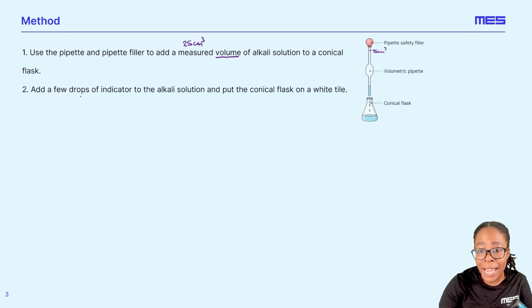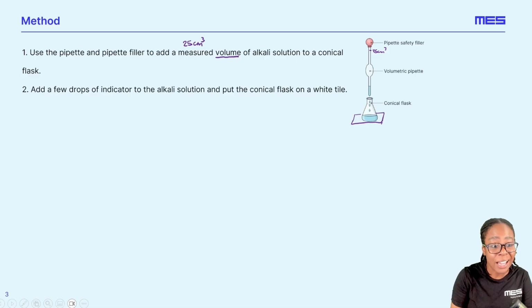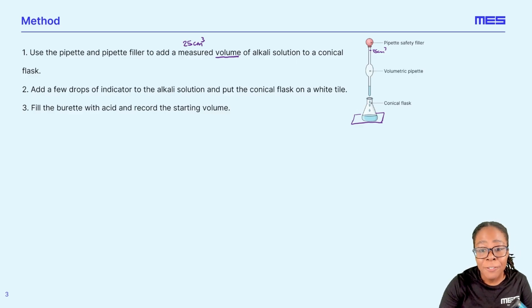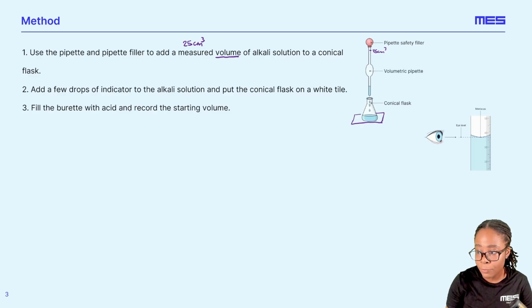Next up, we're going to add a few drops of indicator to that alkali solution and place it on a white tile. And that's going to allow us to see that color change at the endpoint more easily. We can then fill our burette with acid and record the starting volume.